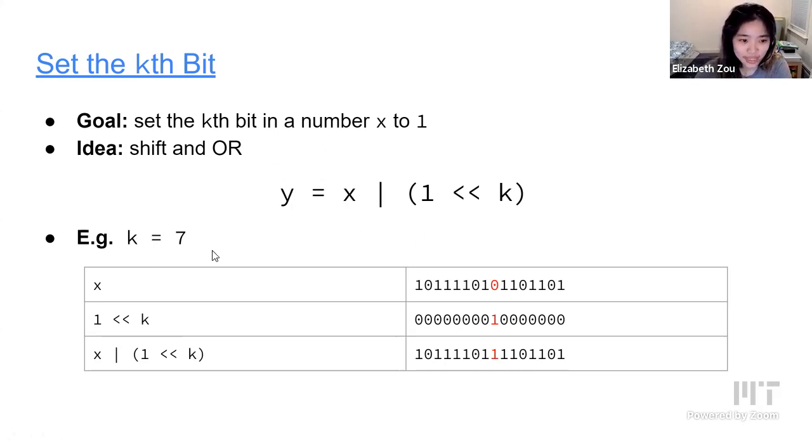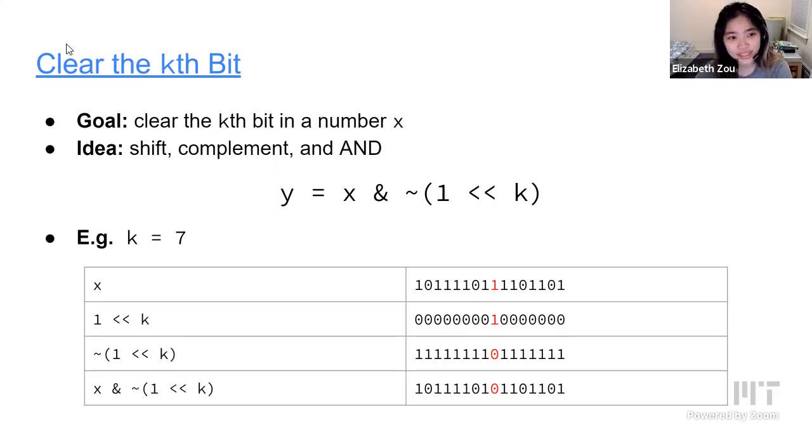An example would be if k is 7, which means we want to set the 7th bit of x to 1. So this is an example of x. The 7th bit is highlighted in red. We can take 1, shift it over k steps, which gives us this mask, which is basically all zeros with a 1 at the index k. And then you take the OR, and ta-da, x is now the exact same, except the kth bit is now set to 1. So this is how you can manipulate specific bits in your numbers.